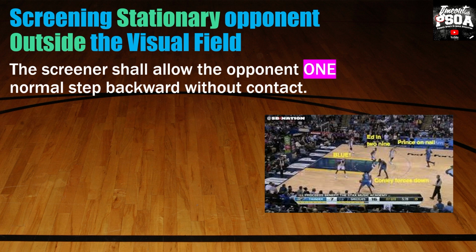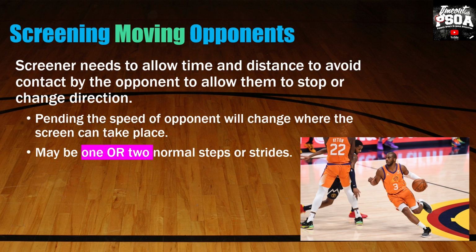Because what's going to happen is the teammate is going to say left. That's telling his opponent or his teammate that the screener is on the left. They are now, as a defender, going to be able to take a step up, a step back, or switch without contacting that screener illegally. So outside the visual field, as in the person who's being screened does not know you're there, one normal step on that stationary defender.